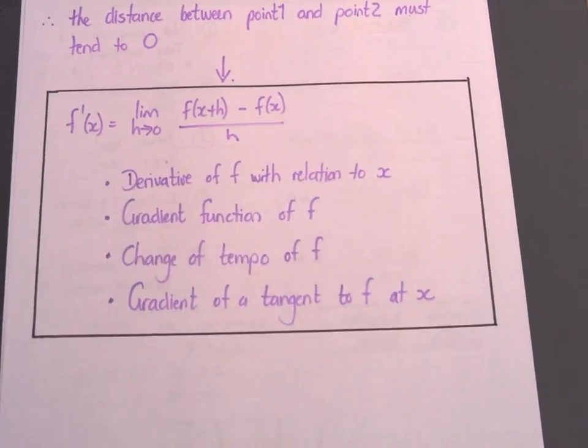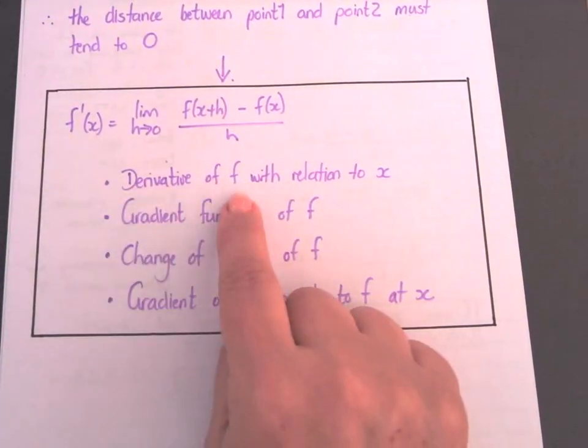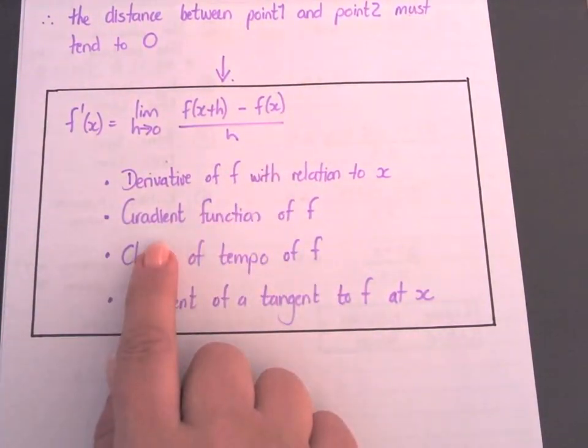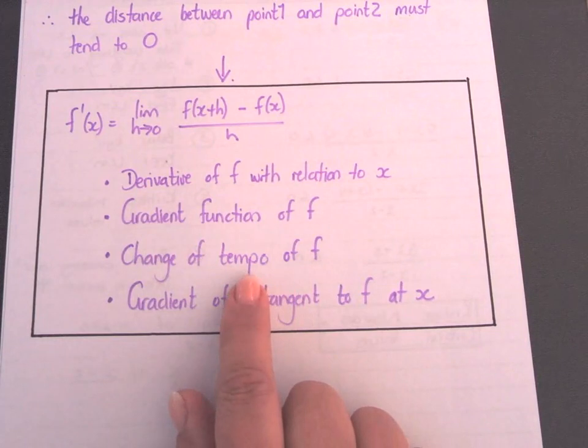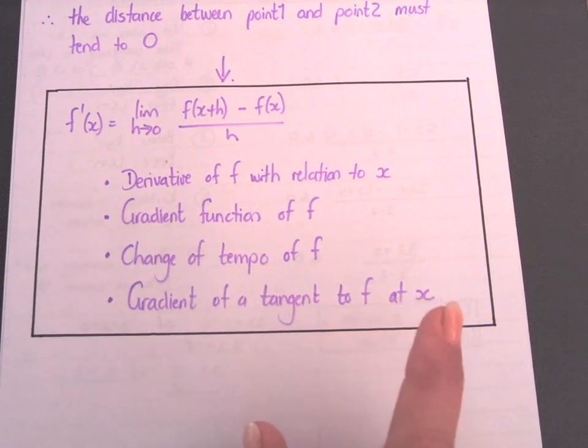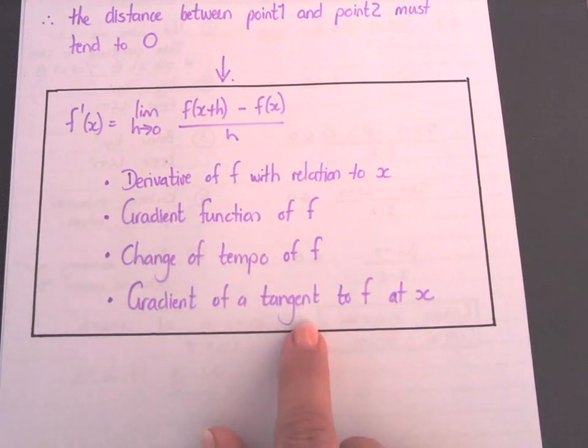So that formula is the derivative of f, or the gradient function, or the change of tempo, or the gradient of a tangent. We'll get to tangents later.